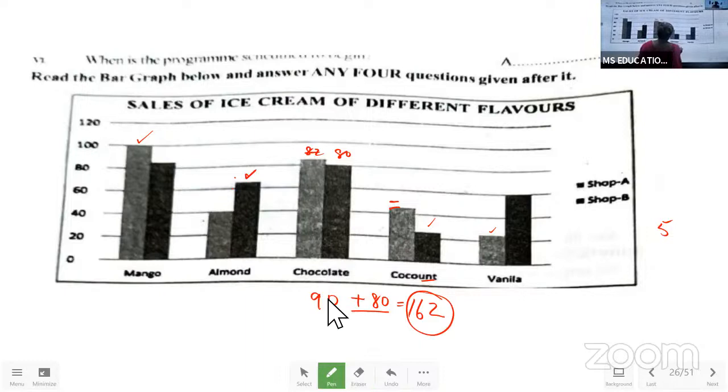plus 80, it is 170. Because you cannot call this 30. And this is less. Which is 30 coconut? It is this. And how can it be? It should be half. It's 25, we'll say. But only that we can say.